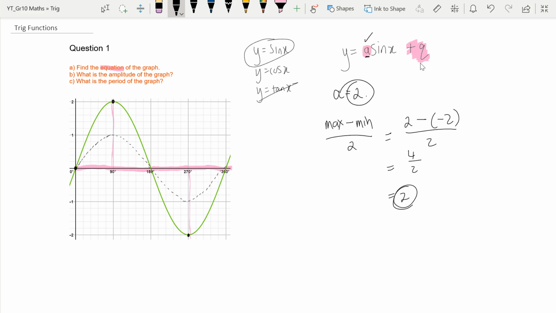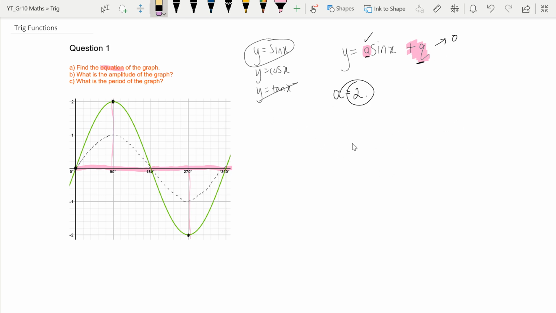And we need to consider the Q value. The Q value is moving it up or down. Now, we already identified that the middle of the graph is still where it is for our basic graph. So the graph didn't move up or down, so our Q value will just be 0. So our answer for A is y is equal to 2 sine x plus 0. It didn't move up or down.